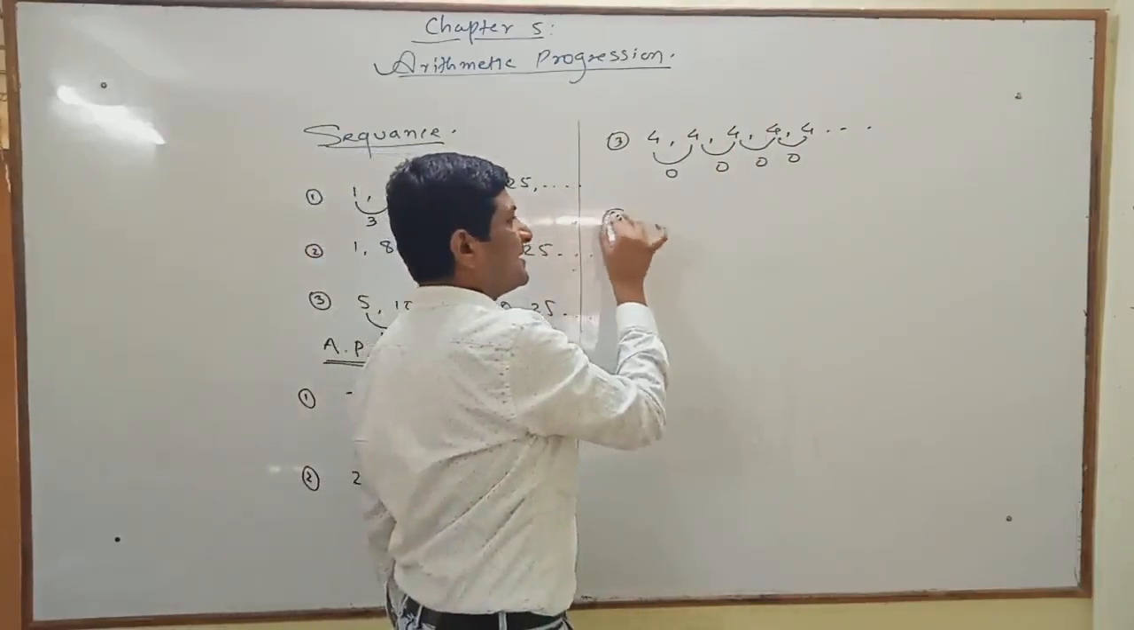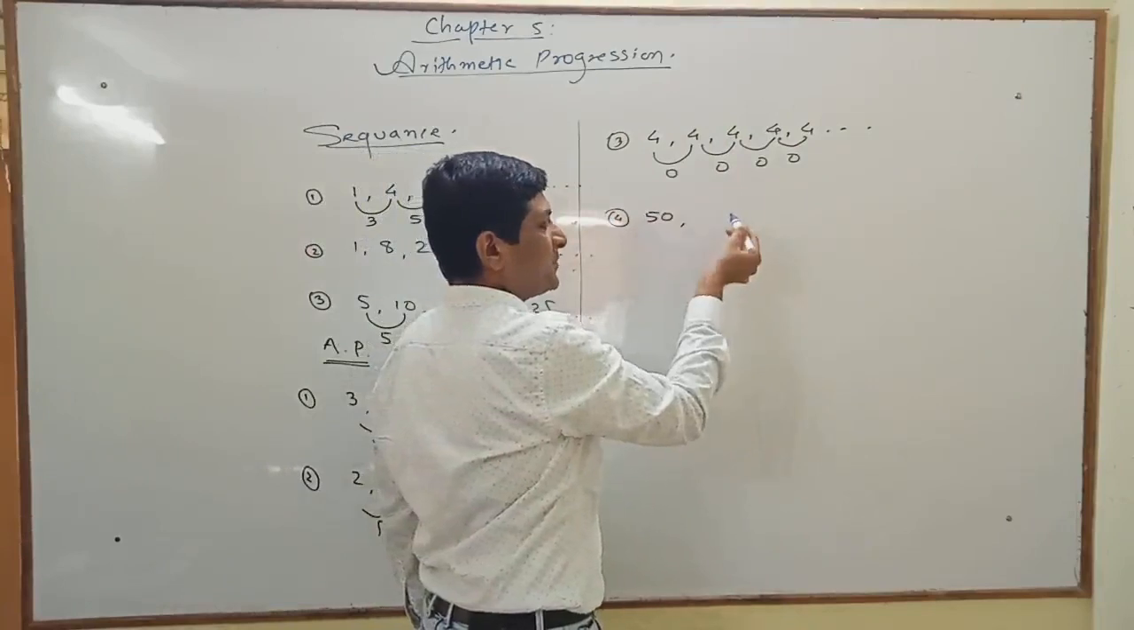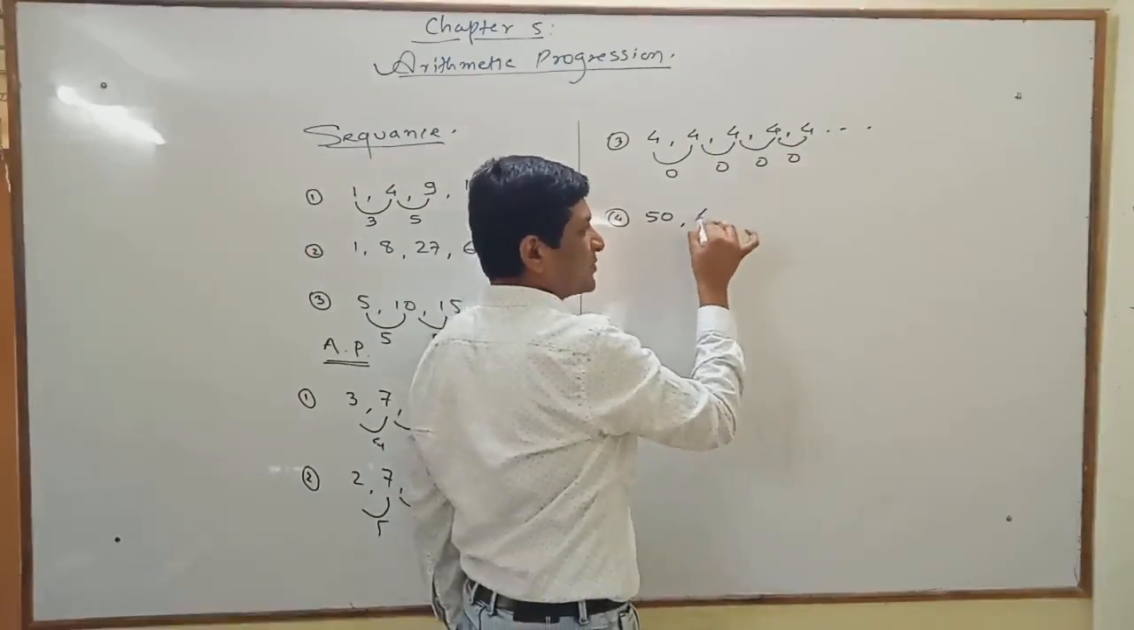Consider then another example, say 50. Then 50 minus 5 is equal to 45.